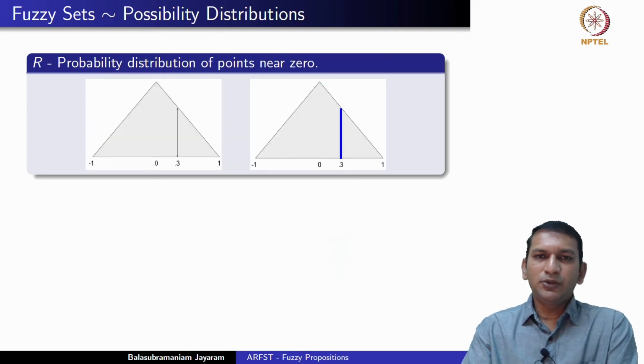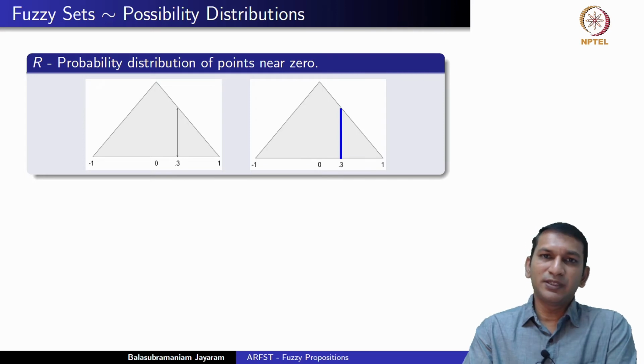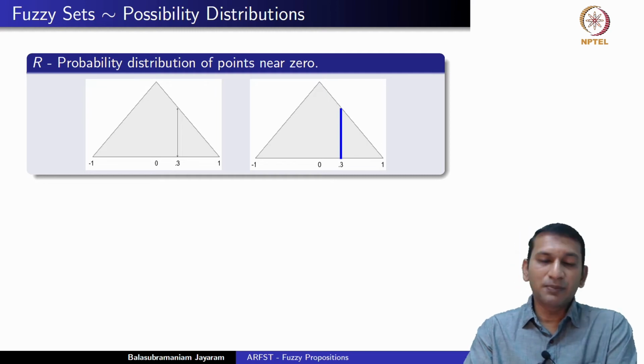One point that we need to immediately note is this. Look at this. We are considering the same function. These are two graphs of the same function, but on the left hand side and the right hand side, we are interpreting them differently. On the left figure, we are interpreting it as a fuzzy set. On the right side figure, we are interpreting it as a probability density function.